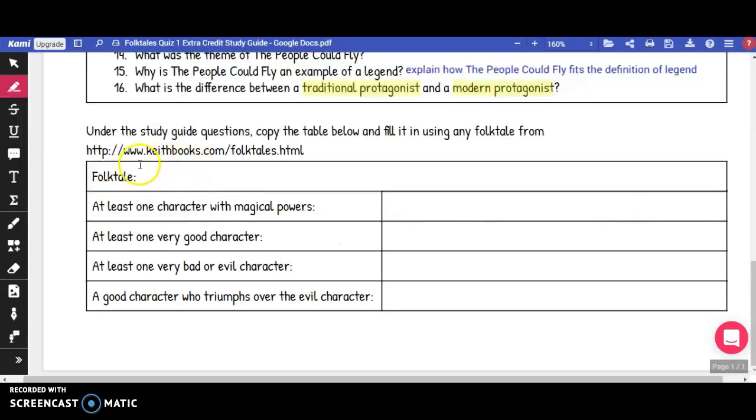So what you're going to do is you're going to write down the name of the folktale. You're going to tell the name of at least one character with magical powers from that folktale. You're going to give the name of at least one very good character, the name of at least one very bad or evil character, and the name of a character who triumphs over the evil character.